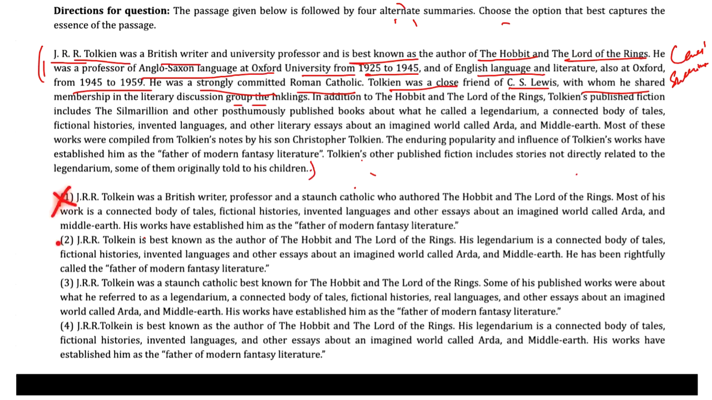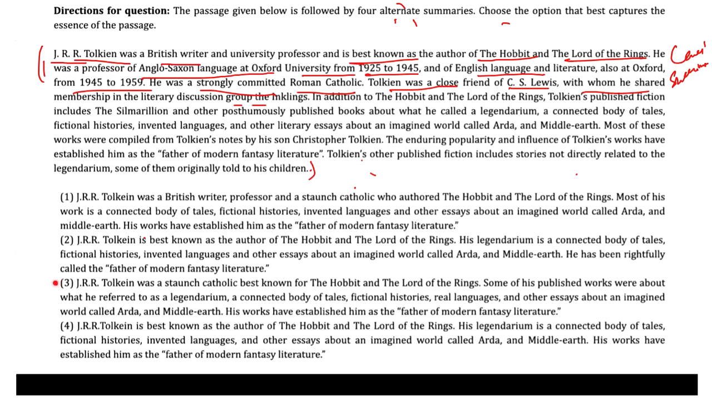Look at the second option. It states he has been rightfully called the father of modern fantasy literature. It is an opinion which is not present in the paragraph. So this option is also eliminated. Then option three, if you look into it, presents incorrect real language instead of invented language mentioned in the paragraph, right?